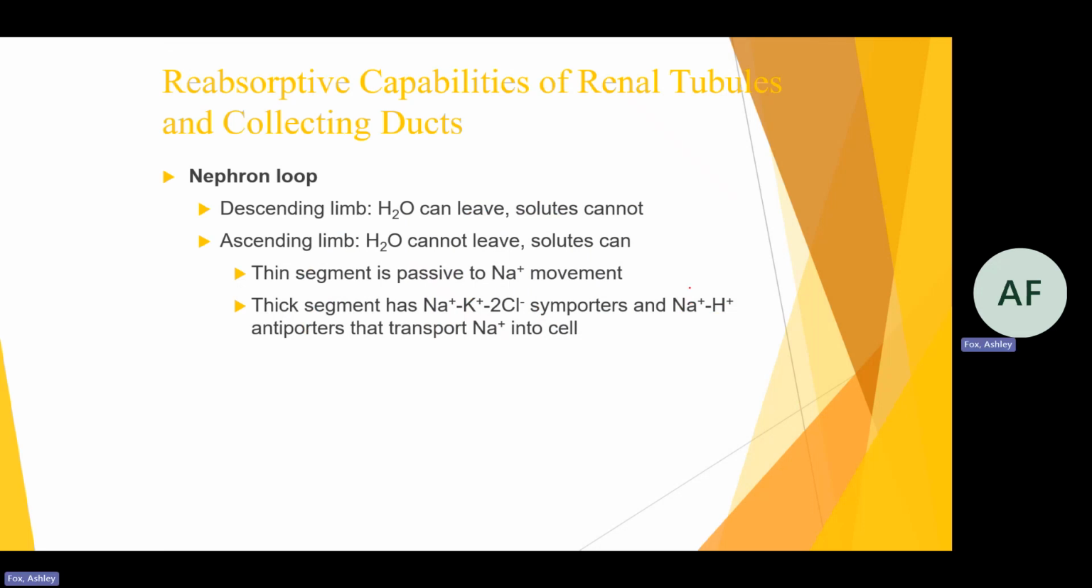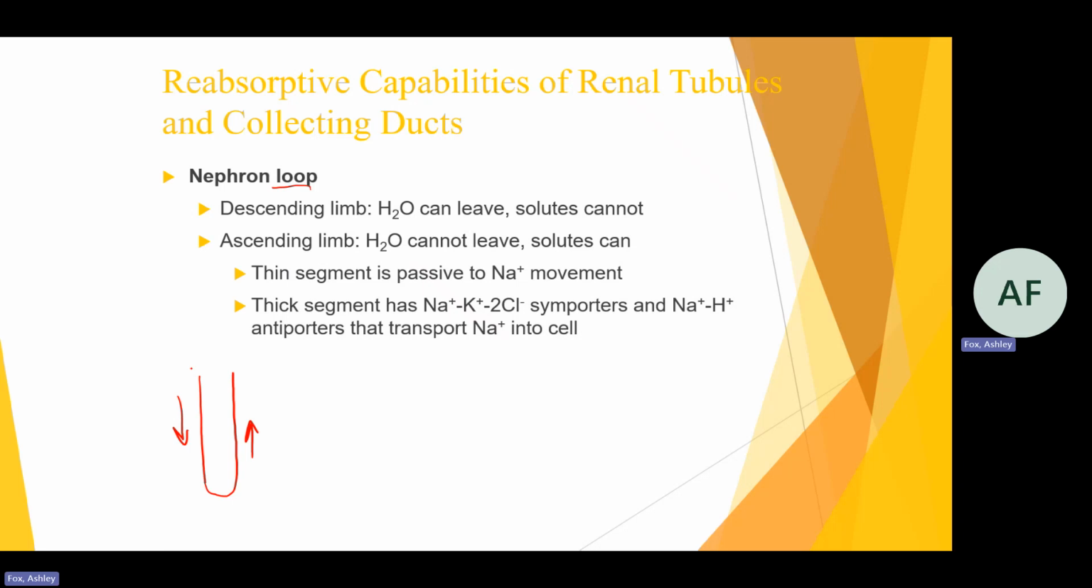So now looking at the nephron loop. We've talked about the convoluted tubules. Now we're going to talk about the one in between those. So remember, it's made up of a descending limb, a limb going down, and then it makes a U-turn, and then there's an ascending limb going up.